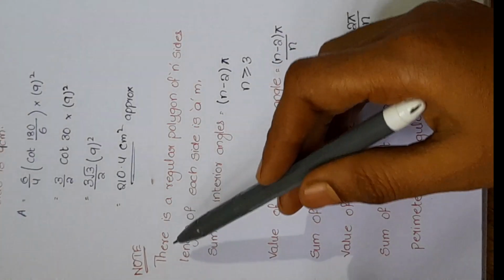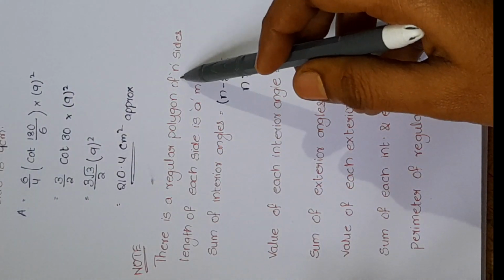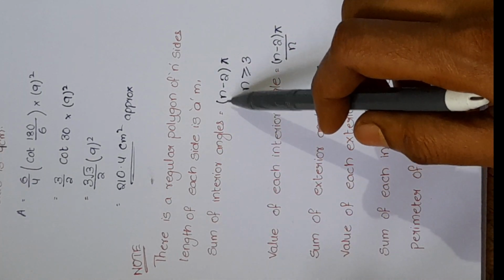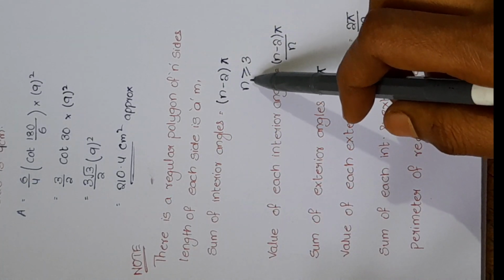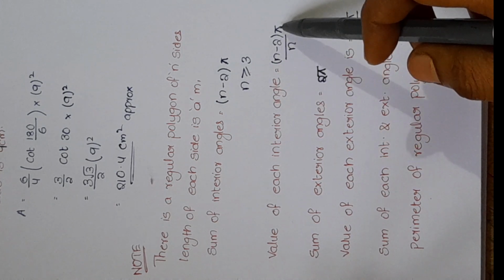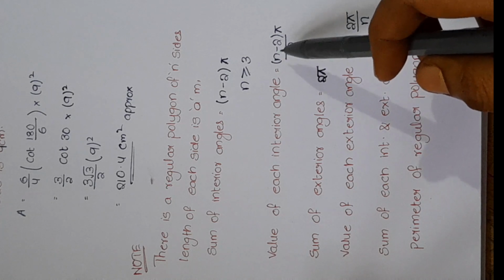Here are some formulas related to regular polygon. There is a regular polygon of n sides. Length of each side is a meters. Then the sum of the interior angles is given by n minus 2 into pi. Here n should be greater than or equal to 3. Value of each interior angle is n minus 2 into pi by n. Here n is the number of sides.